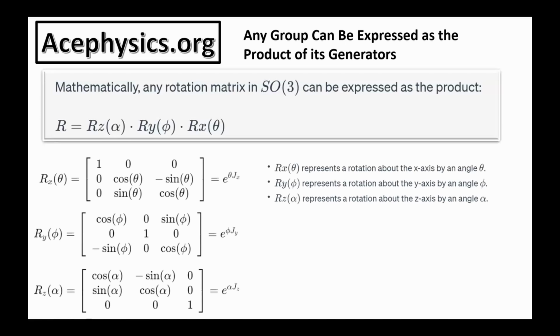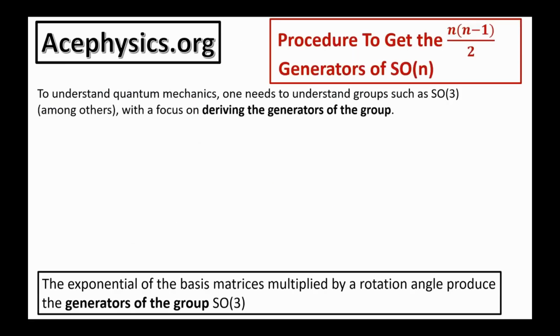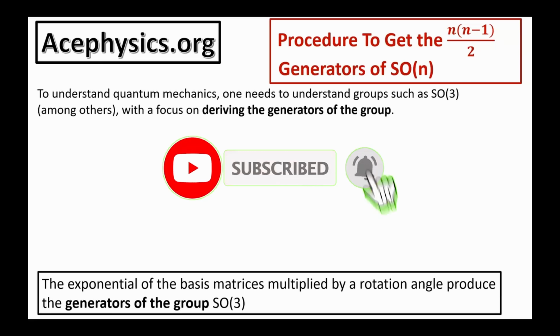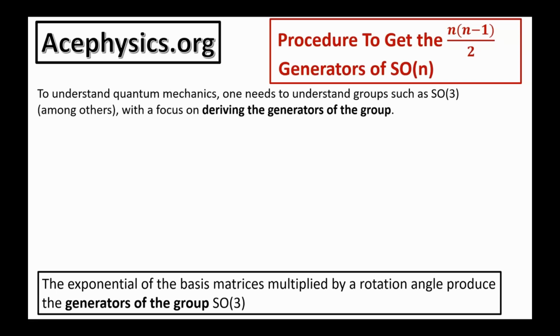For the remainder of the presentation, I'm going to focus on how we determine the generators of the group SON. I'm going to do this by walking you through detailed examples of finding the generators of SO3 and SO4. Next, I will demonstrate the procedure to compute the n times n minus 1 over 2 generators of the group SON. I'll do this using the groups SO3 and SO4 as examples. Understanding the process for one value of n equips you to handle other values.